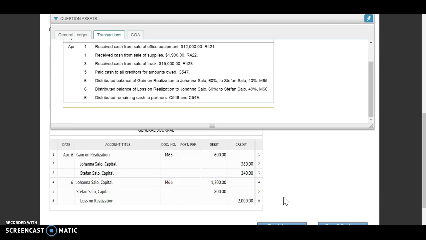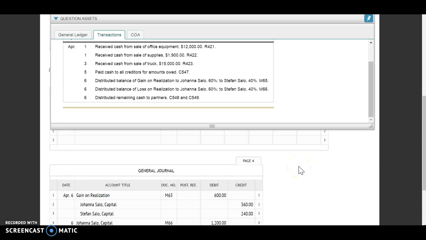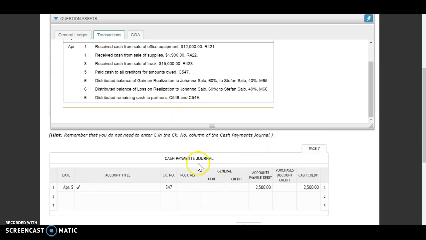Okay, we have one more transaction left. We need to distribute the remaining cash to the partners. We're using two different checks, check number 548 and check number 549. Since we're writing checks, that tells us we're going to be in our cash payments journal. So I'm going to go here and put in the 6th. I'm going to use my first check, 548. This one I'm going to be writing to Joanna Sallow Capital.